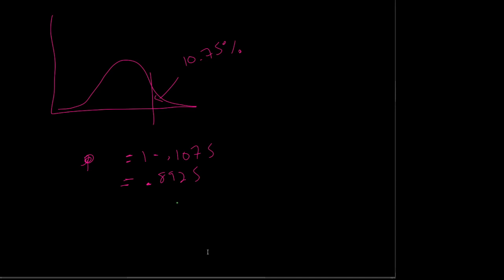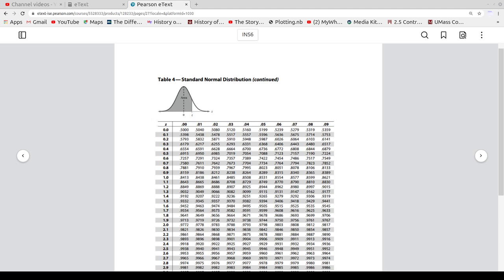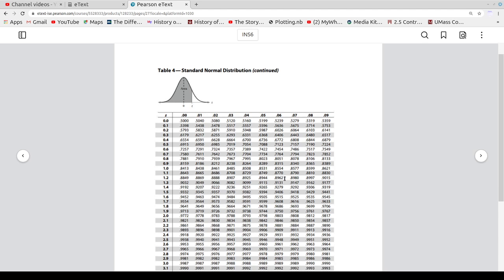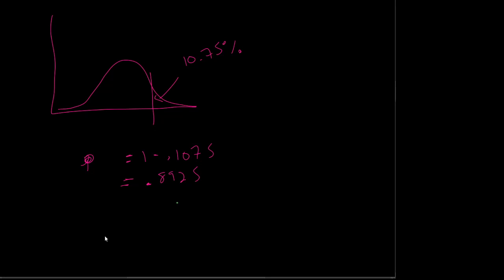So let's come back to our text here. We know this is positive. And so we want to look in here for 0.8925. And right here, it's at 1.24. And so the z-score that is equivalent to the upper 10.75% is 1.24.